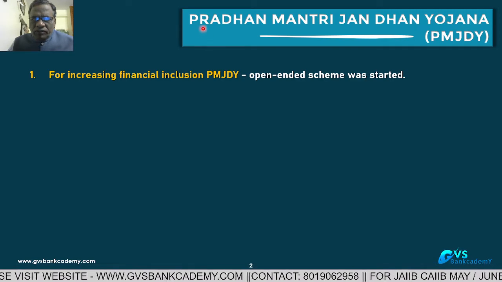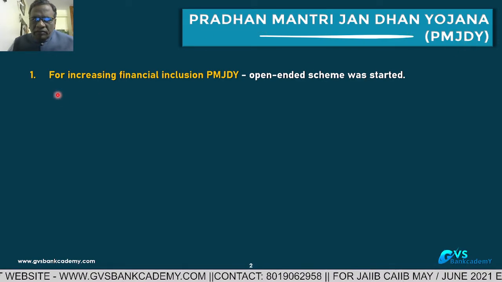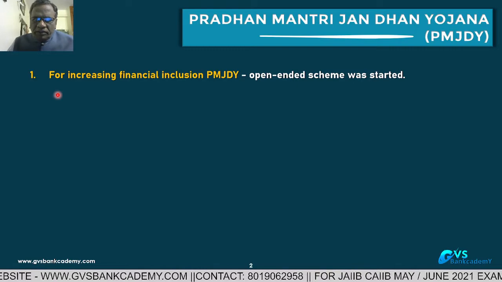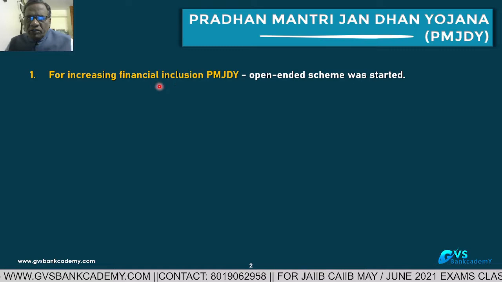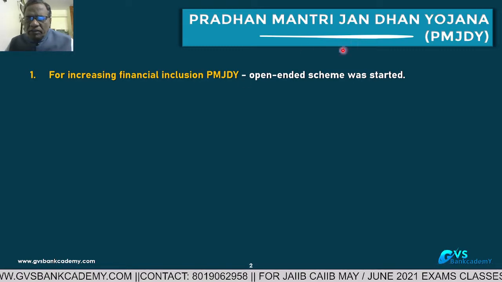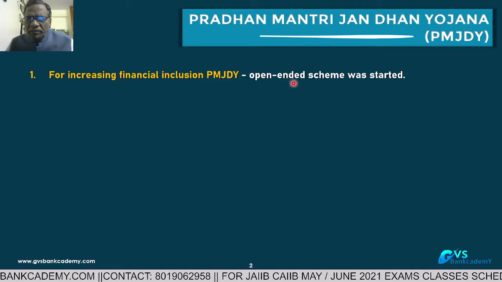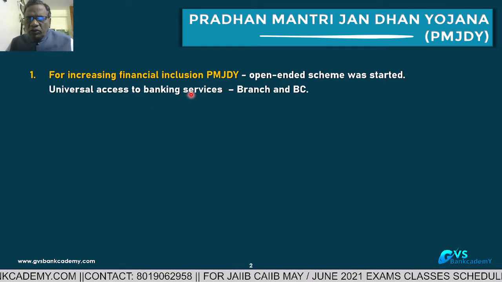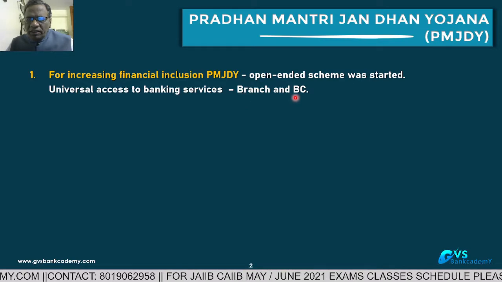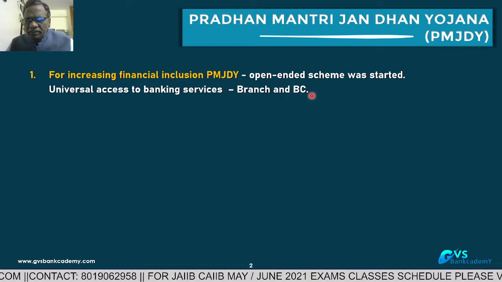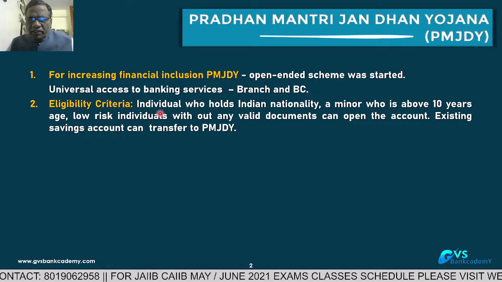Now the first scheme is Pradhan Mantri Jan Dhan Yojana, PMJDY. The objective of this scheme is increasing financial inclusion. The main objective for starting PMJDY is financial inclusion. This is an open-ended scheme. This scheme is implemented by opening accounts through branches and business correspondents.